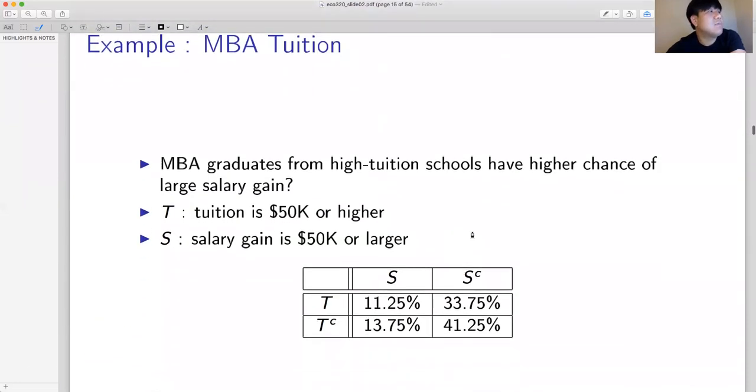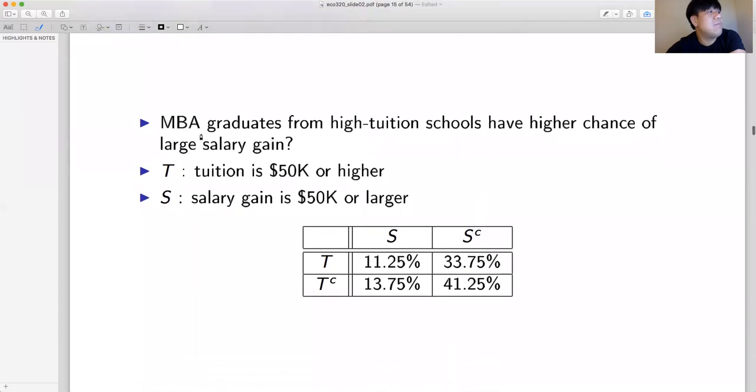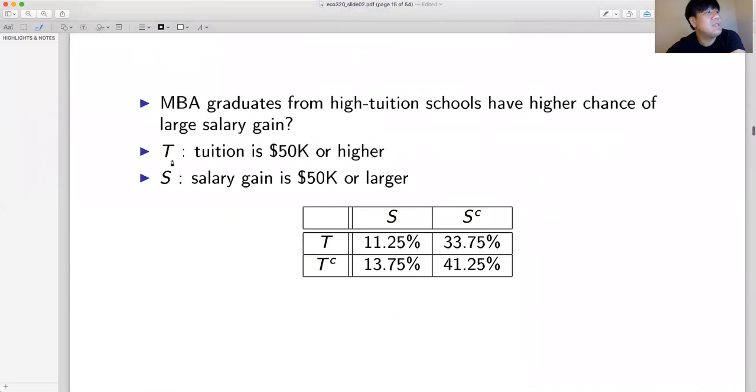Okay, so MBA tuition. This is another example. Let's say MBA graduates from high tuition schools have a higher chance of large salary gain. This is some kind of potential question you can discuss. Let's say T is tuition of 50K or higher. That means the complement of T is, of course, tuition less than 50K. If we denote this as, for your homework, please try to denote like that so that the question might be much easier.